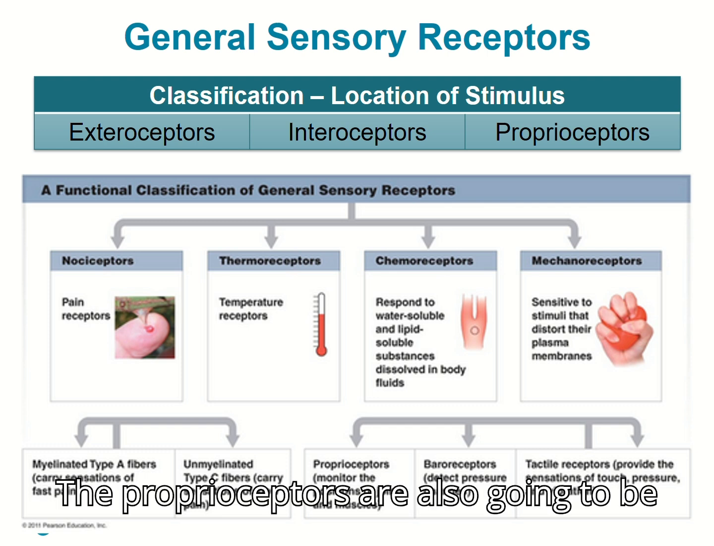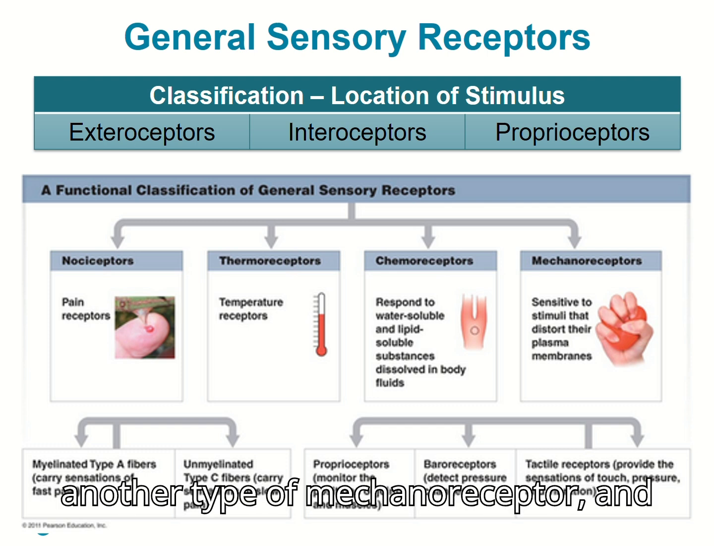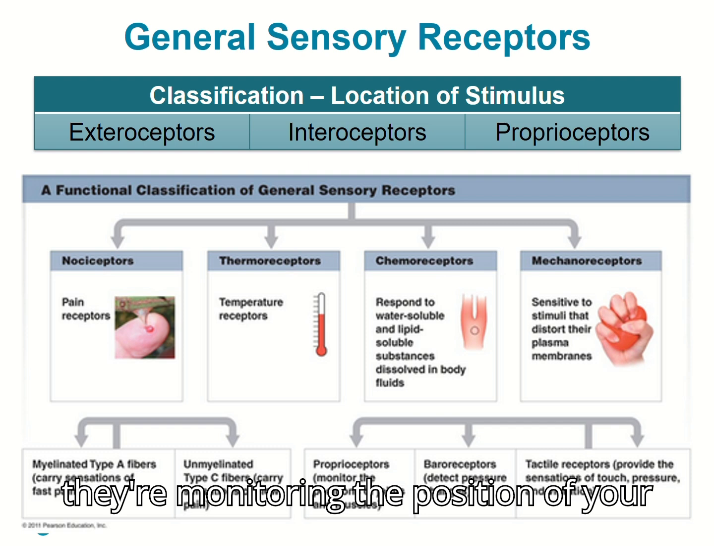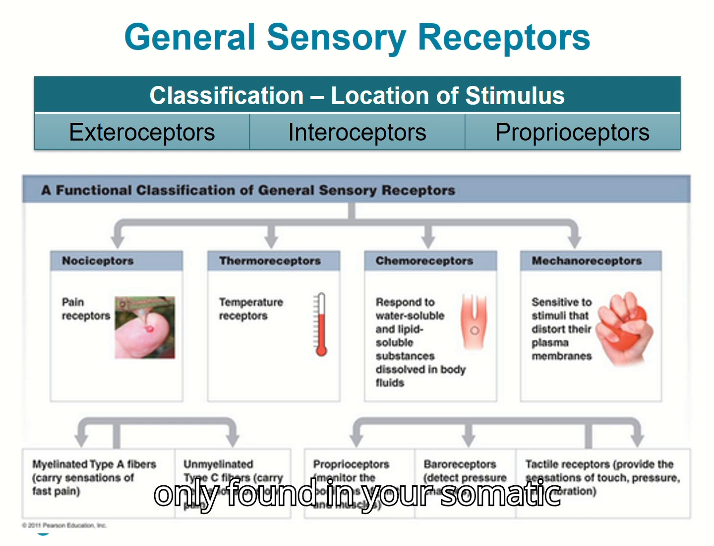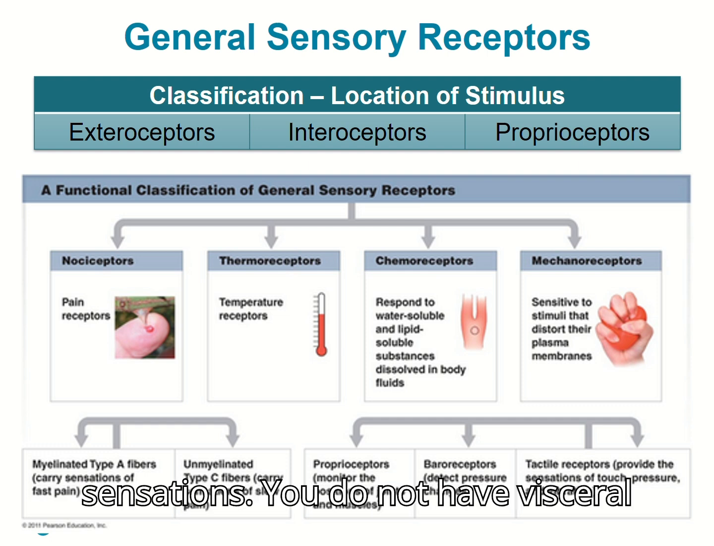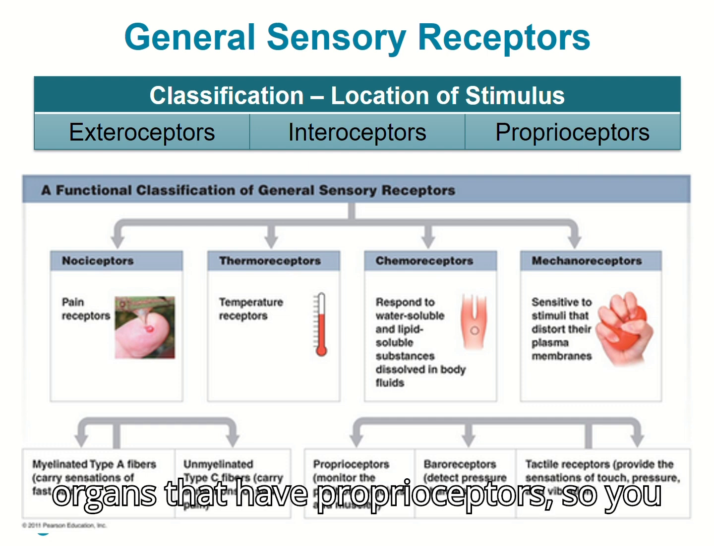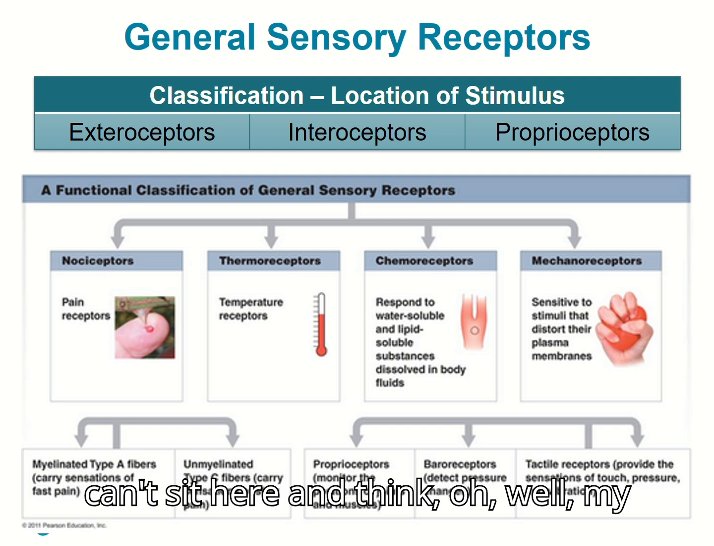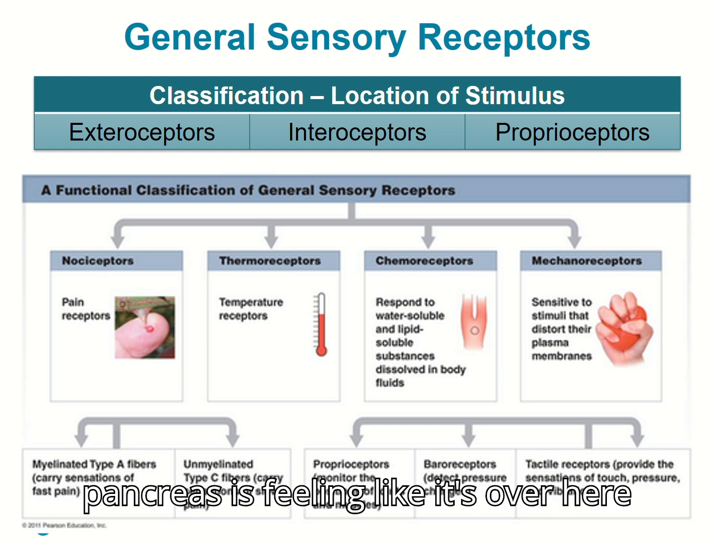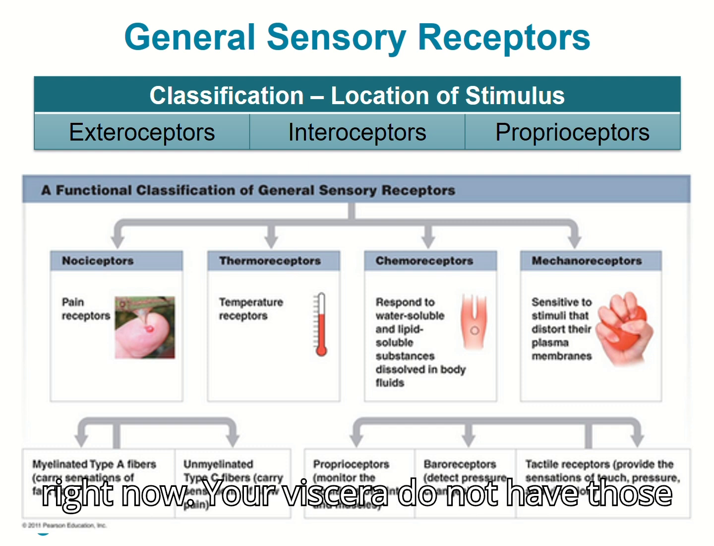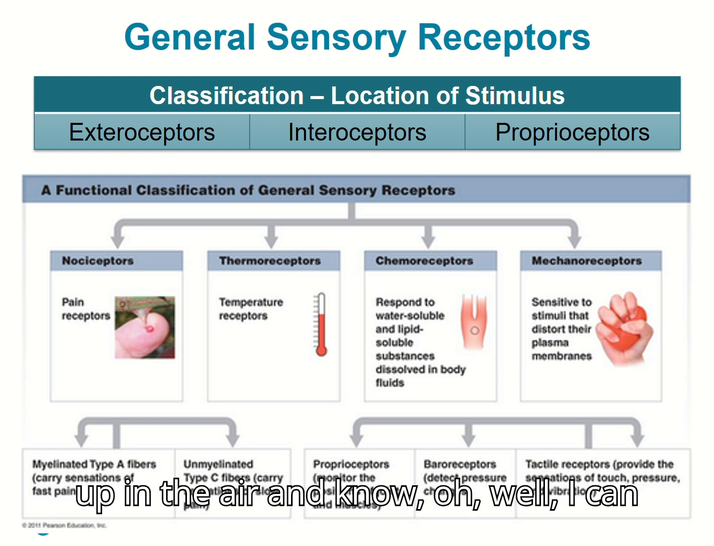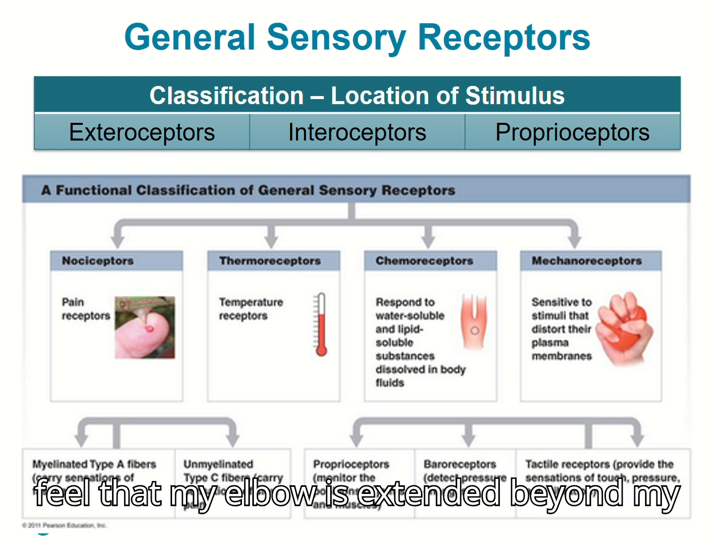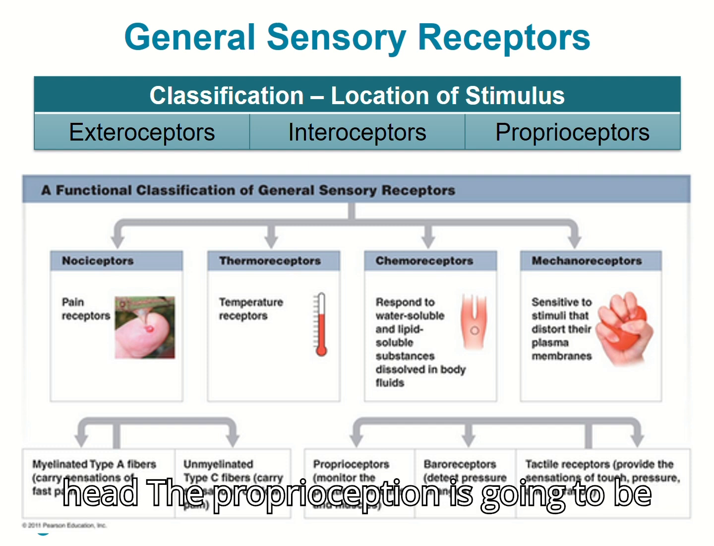The proprioceptors are also another type of mechanoreceptor, and they're monitoring the position of your joints and your skeletal muscles. This is only found in your somatic sensations. You do not have visceral organs that have proprioceptors, so you can't sit here and think, oh, my pancreas is feeling like it's over here right now. Your viscera do not have those proprioceptors, but I could hold my hand up in the air and know, oh, I can feel that my elbow is extended beyond my head.